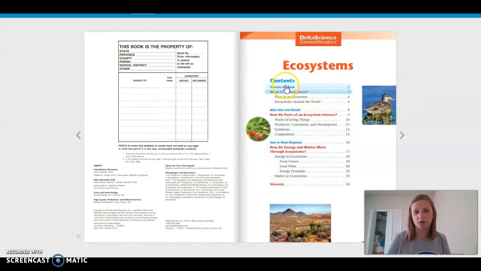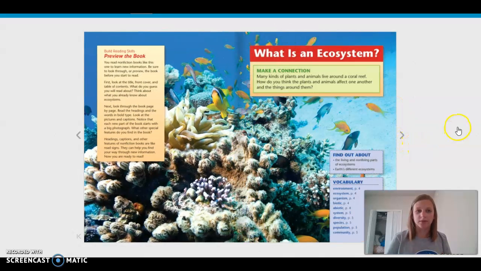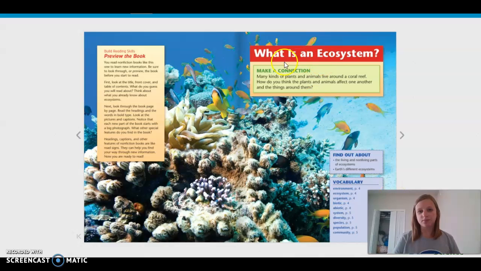Today we're just going to start by reading this first part, what is an ecosystem and the parts of an ecosystem. Let's go ahead and flip the page and get started. So first of all, what is an ecosystem? Many kinds of plants and animals live around a coral reef. How do you think the plants and animals affect one another and the things around them? I want y'all to be thinking about that as we read.